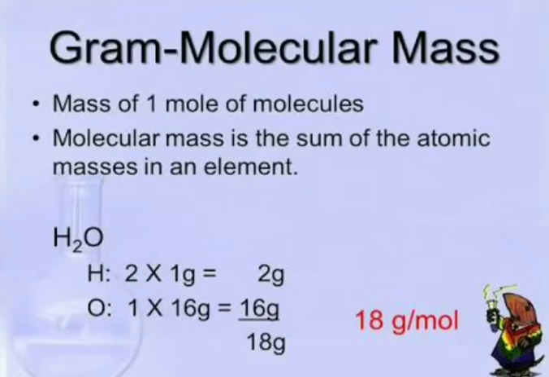So what do you find? If you take the gram molecular mass of oxygen as 32 gram, that means 1 mole of oxygen molecules contains 6.02 into 10 to the power 23 molecules.